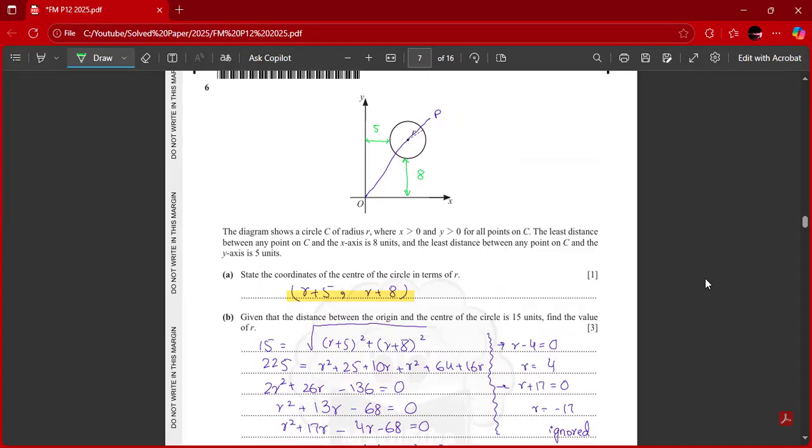Read it twice. The least distance between any point on my center C and the x-axis is 8 units. This is my center C. This is my x-axis. Any distance between here and here is 8 units. And the least distance between any point on the C and the y-axis is 5 units. And that means from here to here is 5 units. Now we're supposed to find the coordinates of the circle.